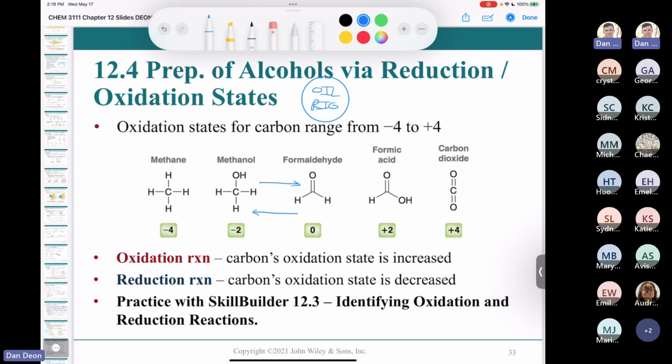Give me a thumbs up if you're even like 60% of the way with me on the idea of oxidation state. Any questions about that? We're going to take a look at some examples, of course. All right, so let's just try one more.